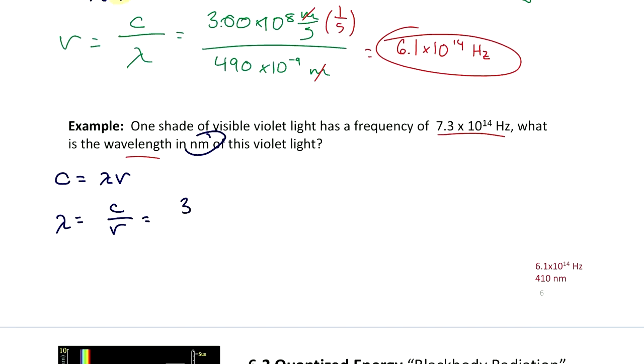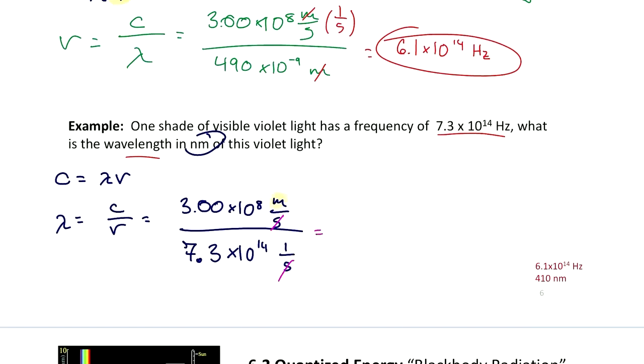So speed of light is 3 times 10 to the 8 meters per second. Frequency is given as 7.3 times 10 to the 14 hertz, but I'm going to write it as 1 over second, because then you can clearly see that the seconds cancel, and we are left with that meter unit.